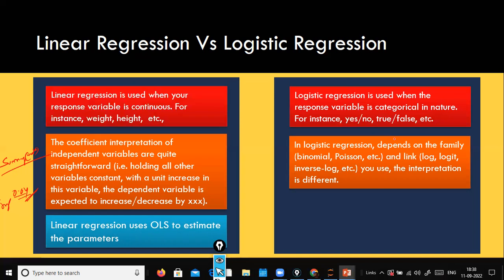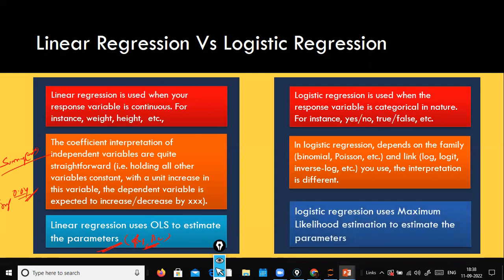Another difference is that linear regression uses the OLS method, ordinary least squares, to estimate the parameters. What are parameters? The beta coefficients, beta 1, beta 2, right? This is your intercept and slope. These are also called coefficients or parameters. OLS is used to estimate the optimal values for them.